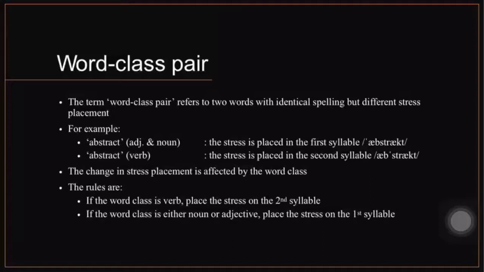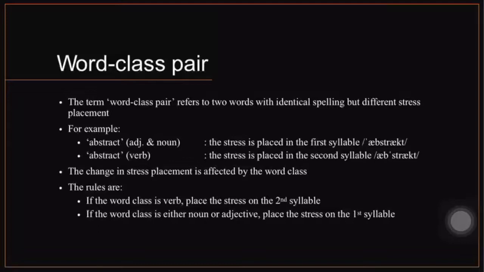Word class pair. The term word class pair refers to two words with identical spelling but different stress placement, apparently according to word class: noun, verb, or adjective. For example, abstract, adjective and noun. The stress is placed in the first syllable. Abstract, verb. The stress is placed in the second syllable. The change in the stress placement is affected by the word class.